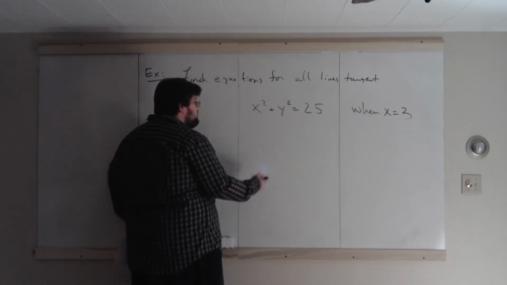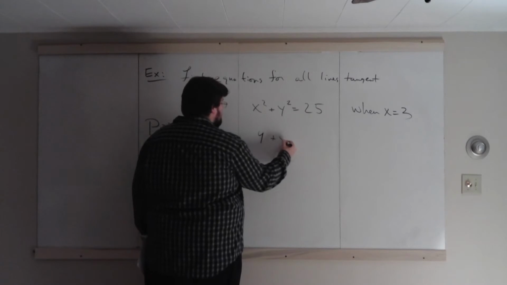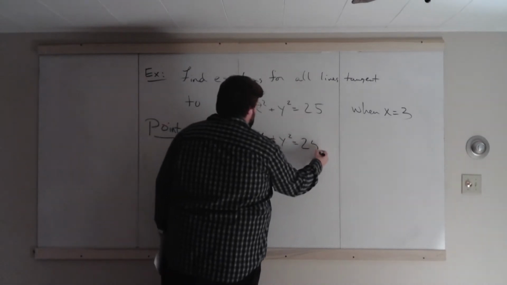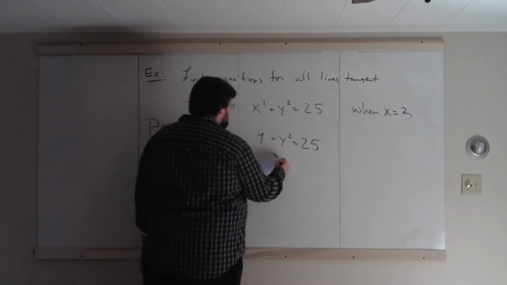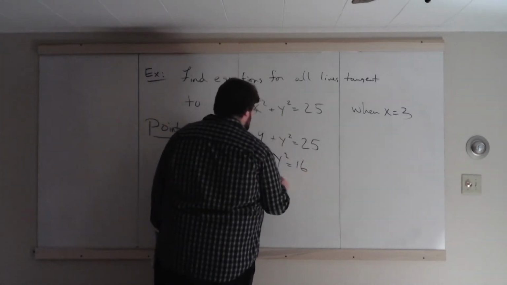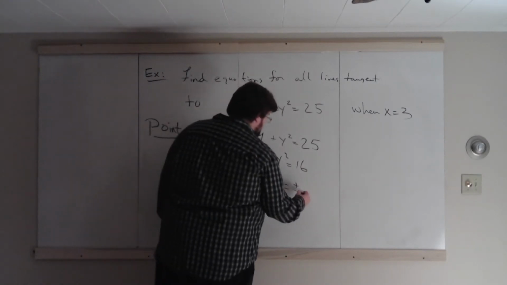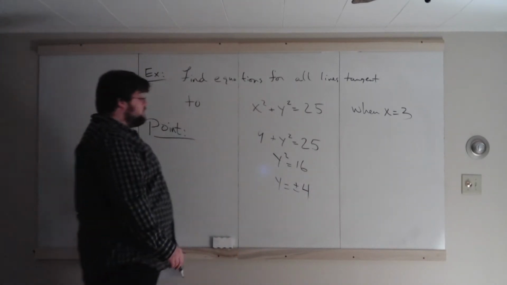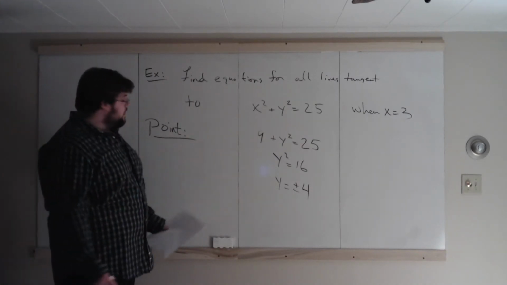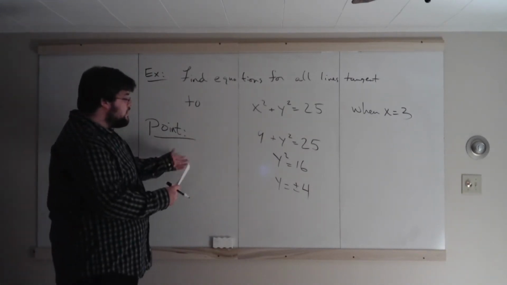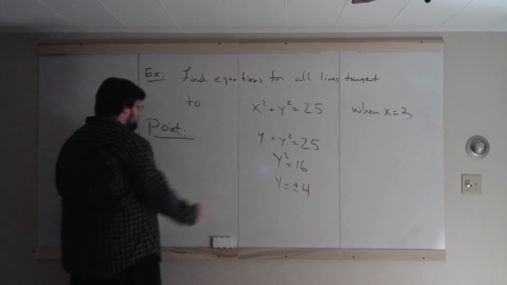To find the points, we have the x values, so we need the y values. X equals 3, so we get 9 plus y squared equals 25. Subtract 9. Y squared equals 16. And here we want all y values. So we have y equals positive 4 or y equals negative 4. And that is consistent with that drawing I erased. You got one that went in the positive y direction and one that went in the negative y direction.